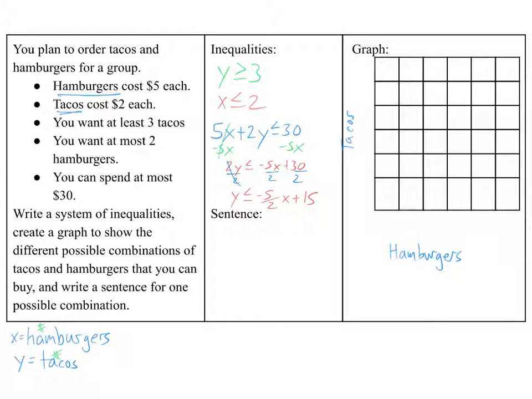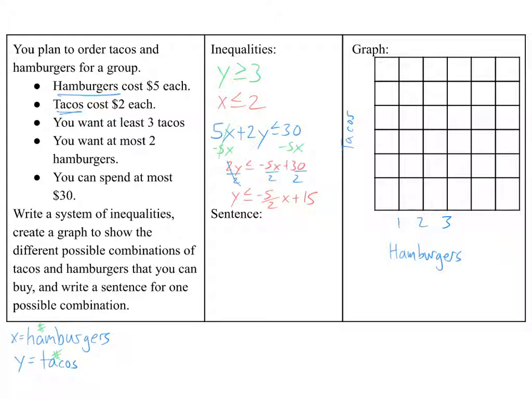Okay, so I have three inequalities. I have this one, and my new one now, which is a little bit easier to graph than the blue. We are going to graph these. Now to graph them, do we want to go by ones, or what are we going by? Well, our hamburgers are at most 2. So can I go by 1 on hamburgers? So I'll go by 1 here on hamburgers.